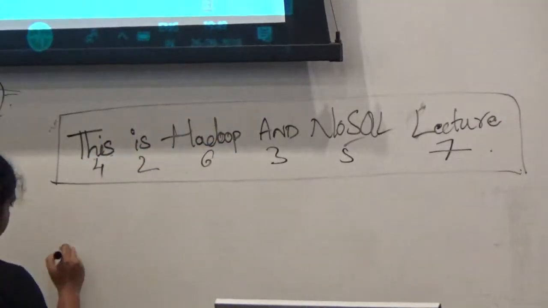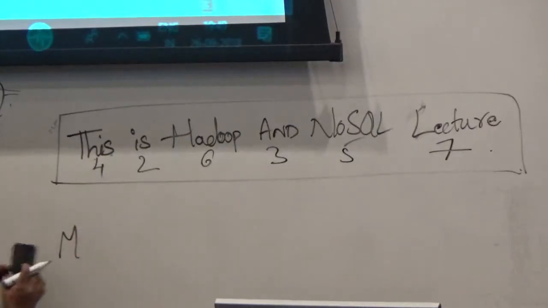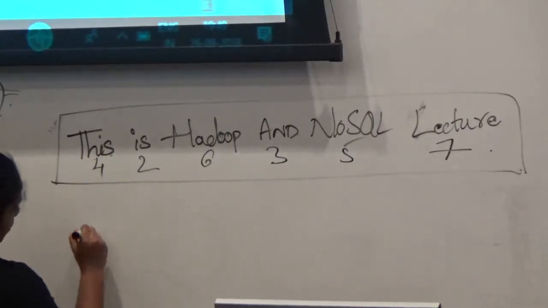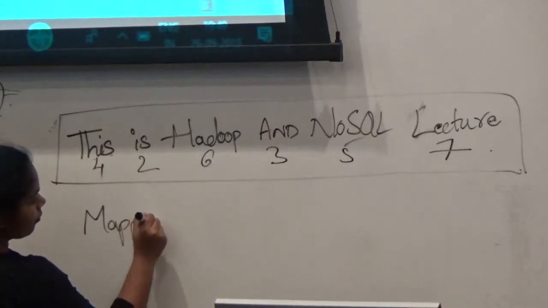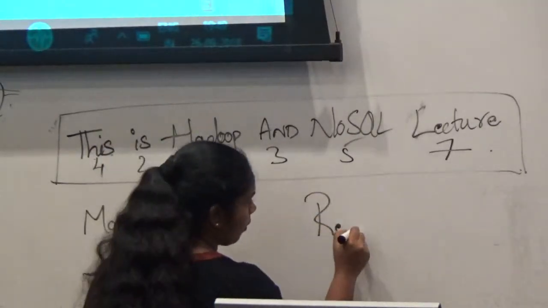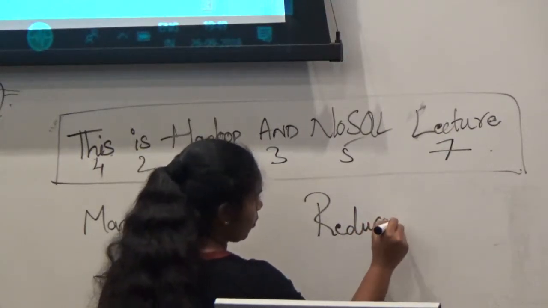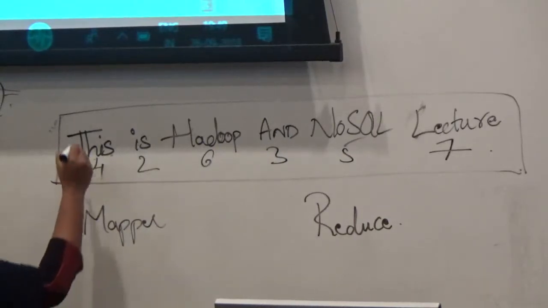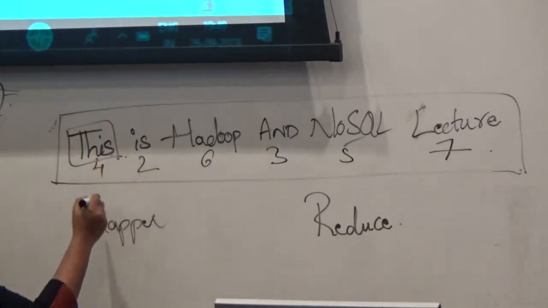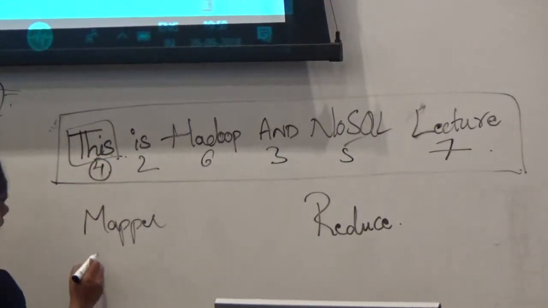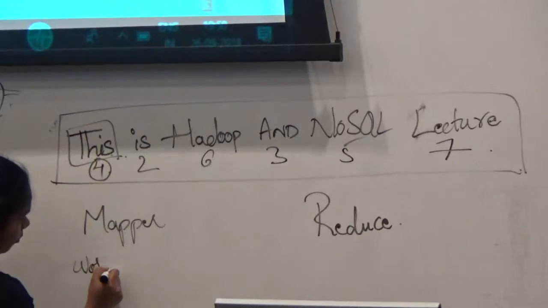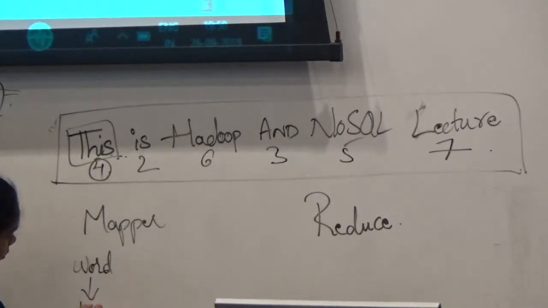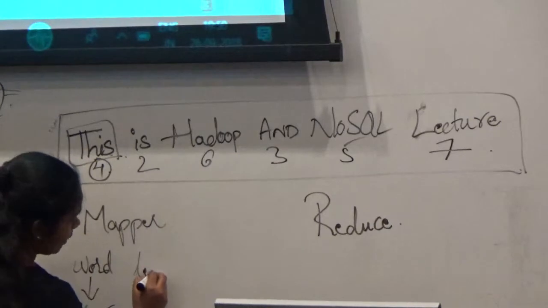So we'll be writing a program where we'll be using MapReduce processing. Each and every word would be the key, and the length of the word would be the value in MapReduce.